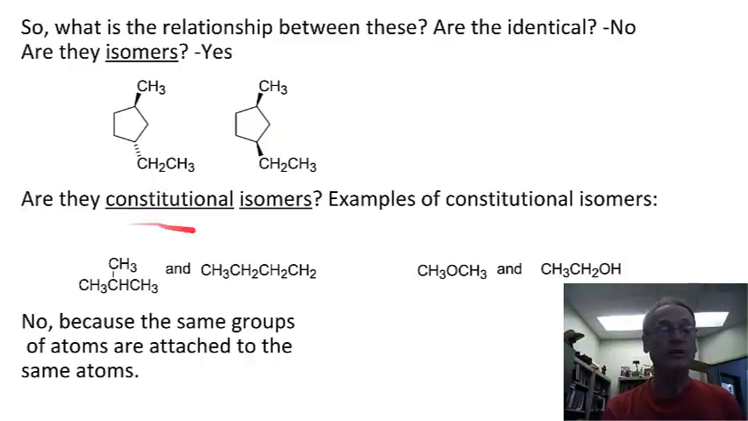So let's ask ourselves, are they constitutional isomers? Here are some examples of constitutional isomers. This, you remember, is called isobutane, and this is called n-butane. Or in the IUPAC system, this is just called butane, and this is called 2-methylpropane. Groups are connected to each other differently, so these are constitutional isomers. Same thing here. In this one, the oxygen is on the end of the 2-carbon chain, and in this one, the oxygen is in the middle of the 2-carbon chain. So these are constitutional isomers. So are these constitutional isomers? And the answer is no, because the same groups are attached to the same carbons. It's just the arrangement in space that's different, and therefore they're not constitutional isomers.